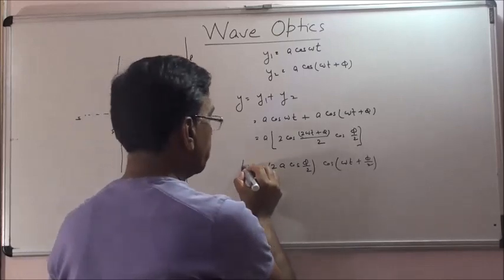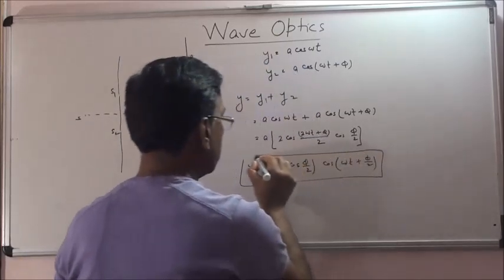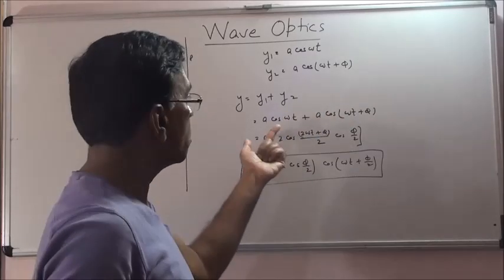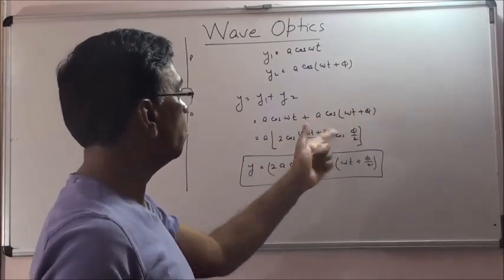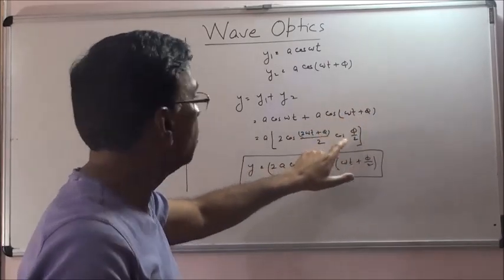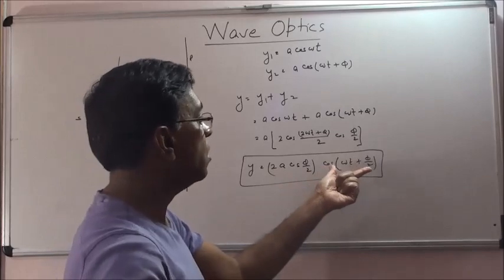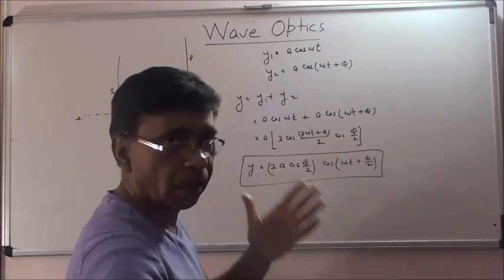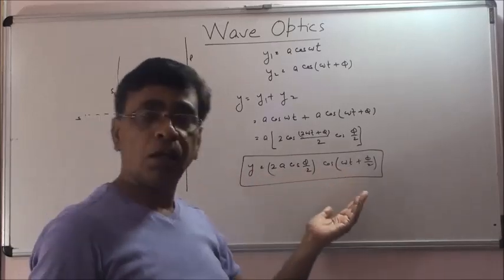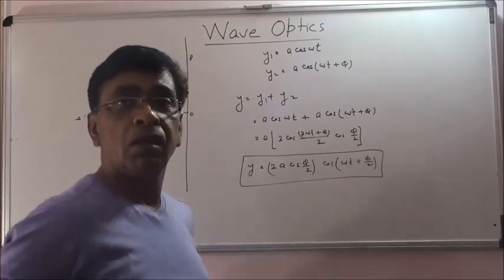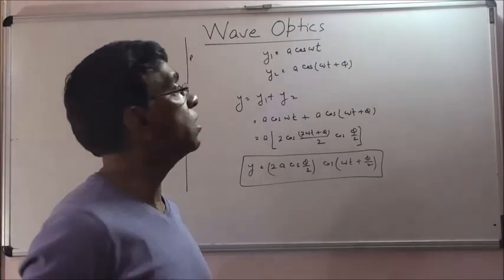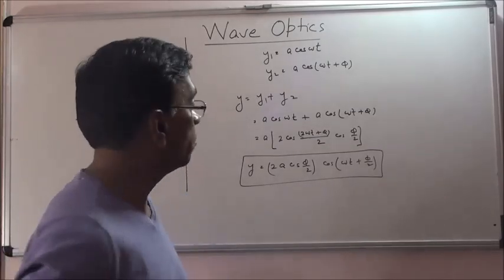This is the result. Cos C plus cos D equals 2 cos of (C plus D) by 2 times cos of (C minus D) by 2. Cos of minus theta is cos theta, so I use that. Now, this term, omega t plus phi by 2, is time dependent, so it's again the equation of a wave. It is telling us what will be the net simple harmonic motion at this point P.